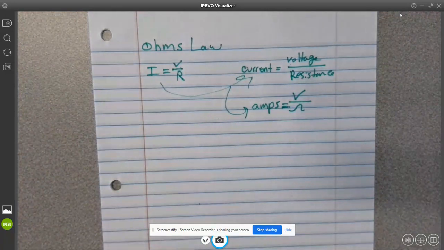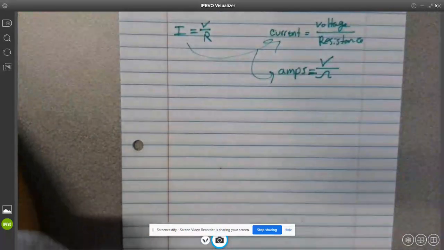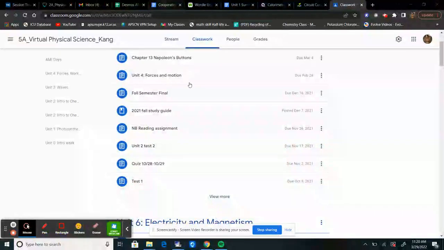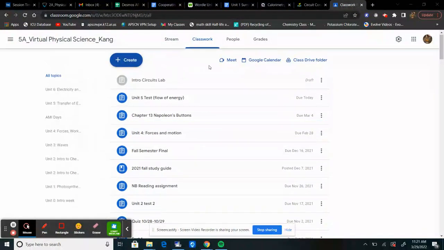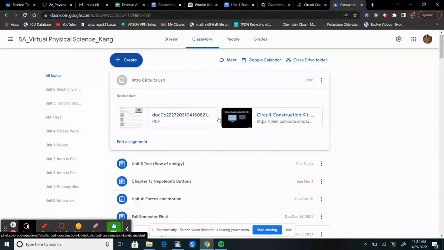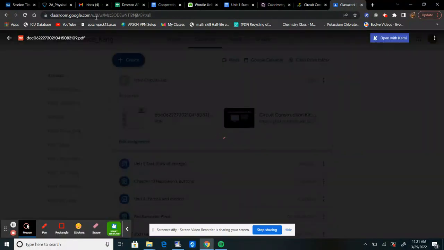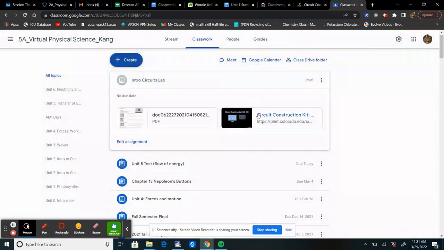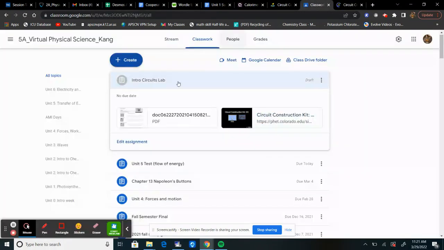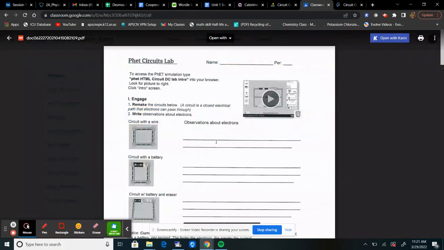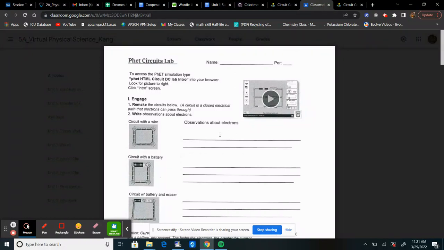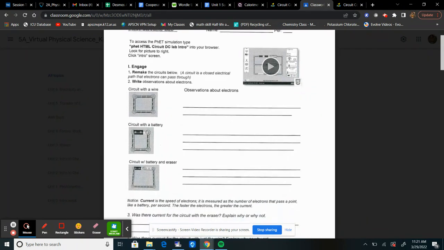So let me go ahead and introduce you to your activity. So I'm going to close out of our notes. You will see Intro to Circuit Lab. And you know what? Let's go ahead and pull up the, there we go. That'll work. So you're going to simply follow the instructions. Of course, this is going to be on PhET, P-H-E-T, and you're going to follow the directions. It is encouraging you to remake the circuits below.